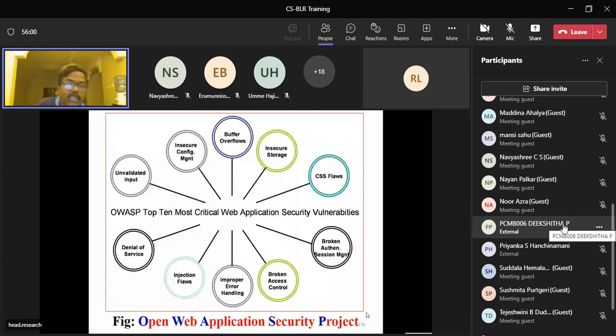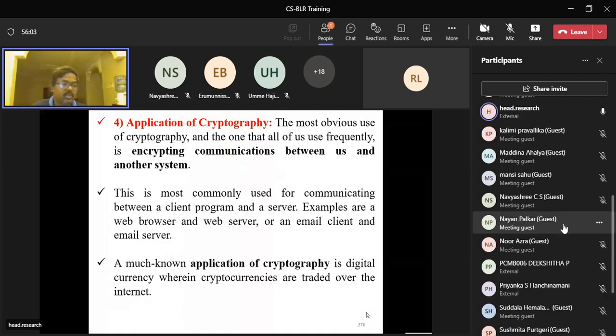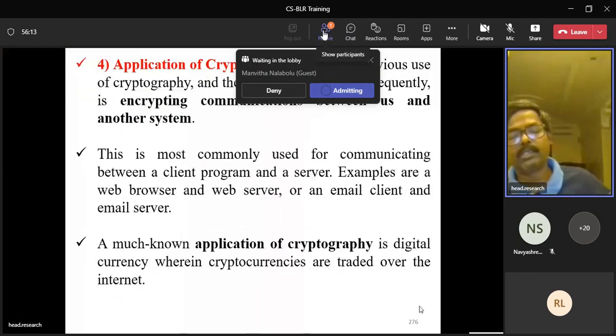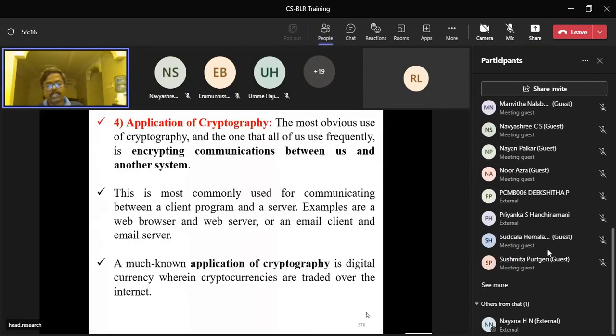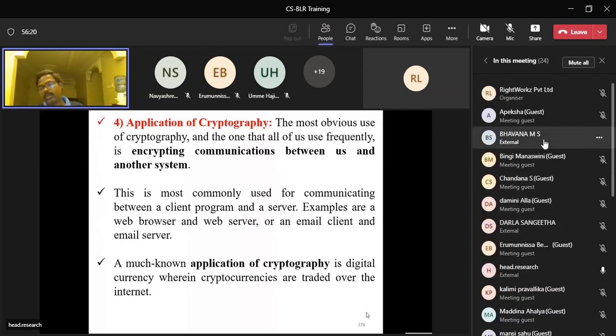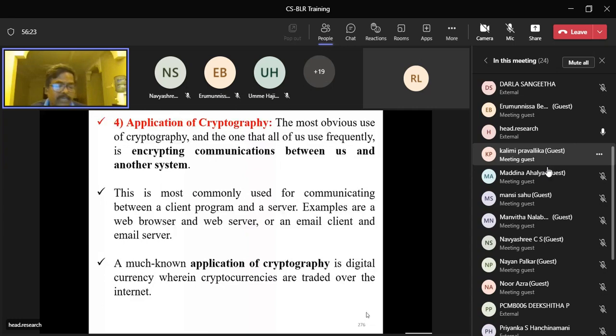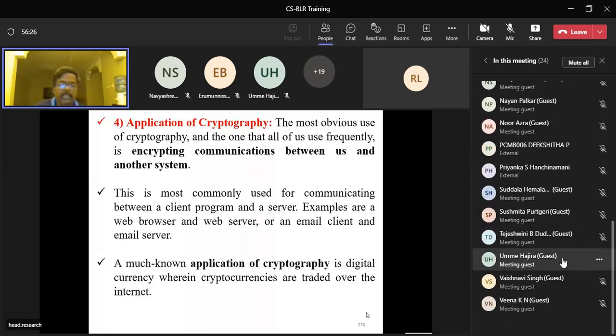Then the fourth one is application of cryptography. Cryptography is nothing but a mathematical conversion from one form to another form. Example, with the help of encryption, you are converting XYZ into 1, 2, 3. XYZ is a plain text. With the help of an encryption key, you are converting it, and you can call 1, 2, 3 the cipher text. It is the converted file. Again, you need to do decryption with the help of a decryption key.